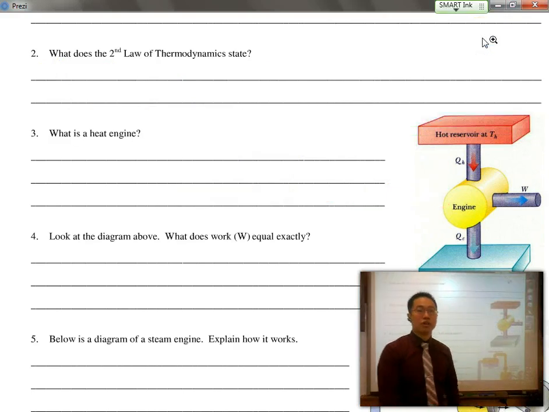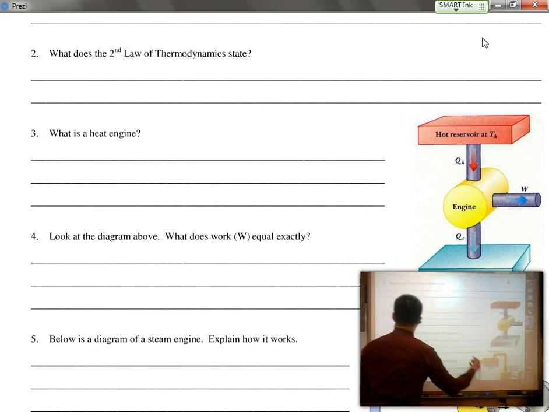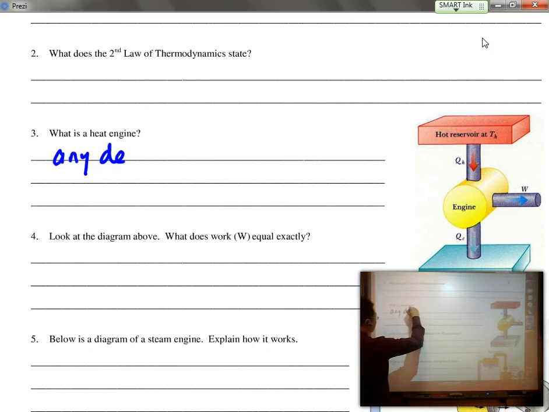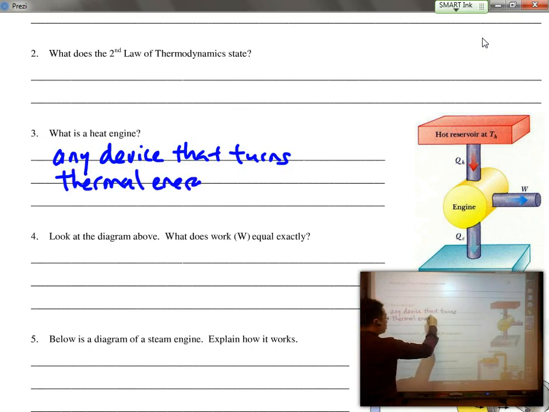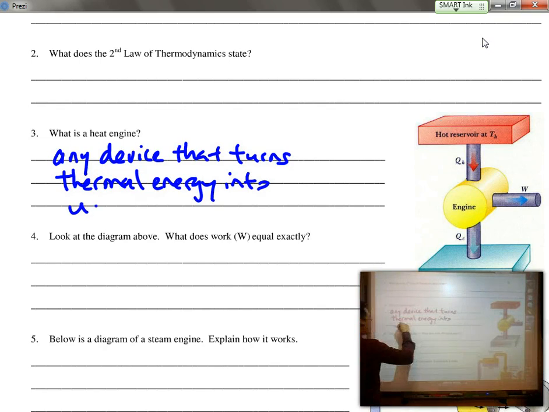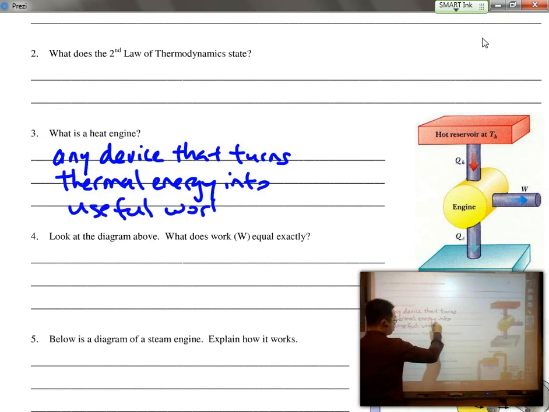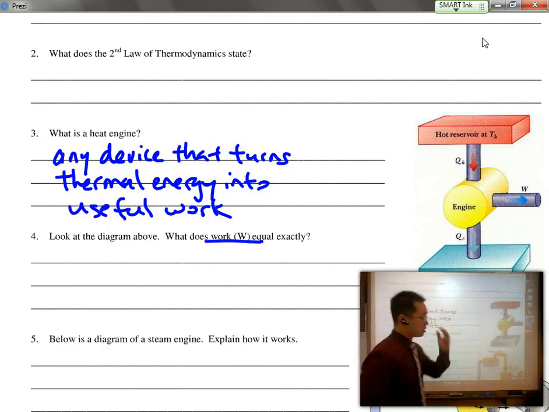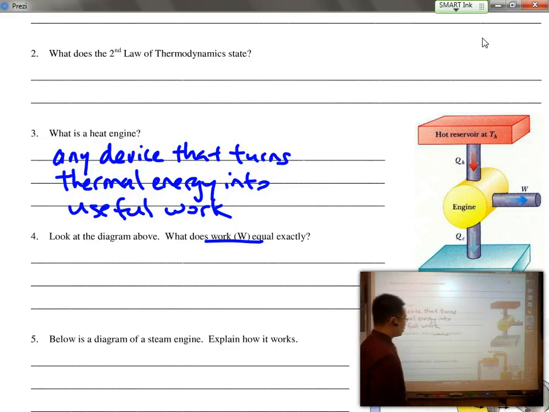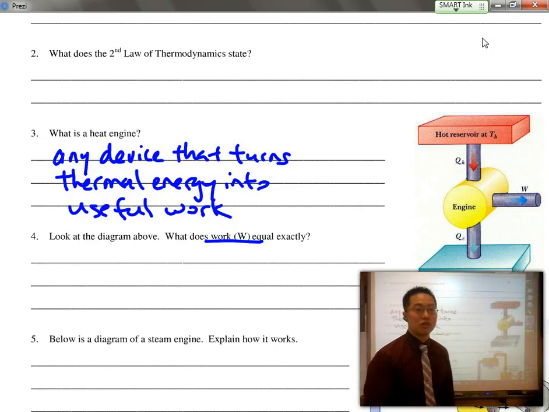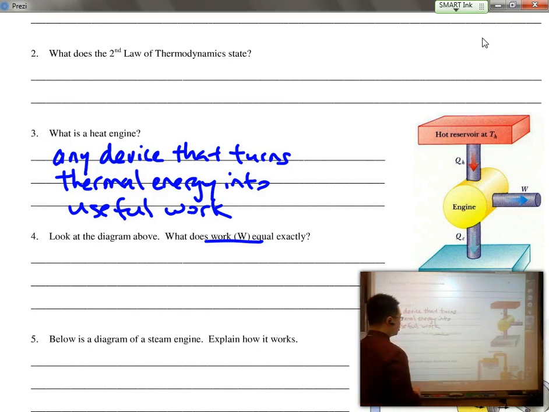What is a heat engine? So as we said before, a heat engine is basically any device that turns thermal energy into useful work. And when I say what does work mean exactly, usually the easiest idea is just a piston. Okay, so when we look at the steam engine, it's literally applying a force over distance, so the energy is being used up by the engine.